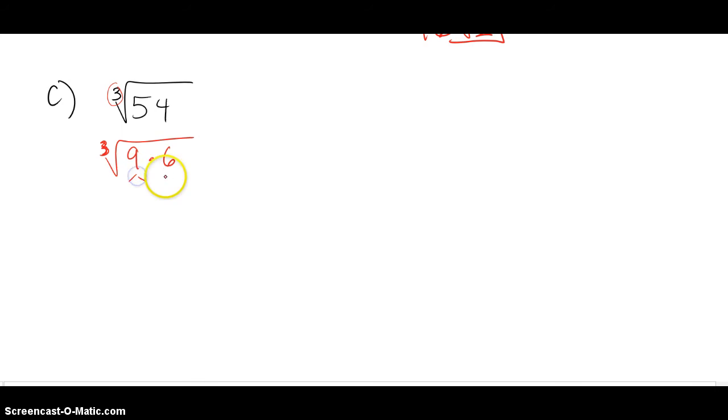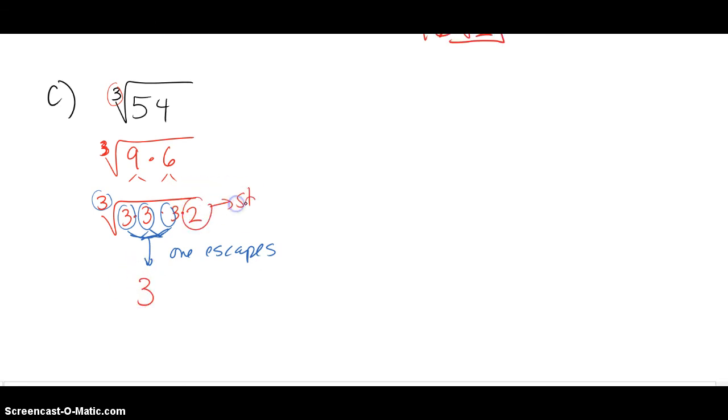So I'm going to split this further, and I'm going to say 9 is 3 times 3, and 6 is 3 times 2. And now we're talking because I have 1, 2, 3 3's, and I'm looking at a cube root, so these 3 get together and 1 escapes the cube root. So my answer is going to be 3 escape outside, this guy is stuck, and that's going to give me cube root of 2 stuck with a 3 coming outside.